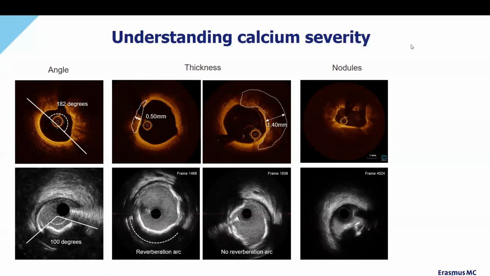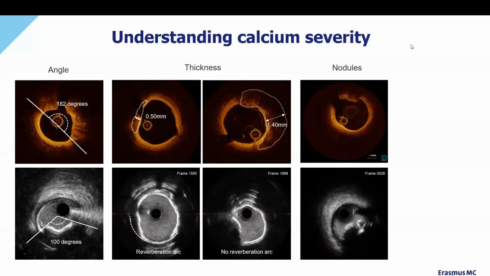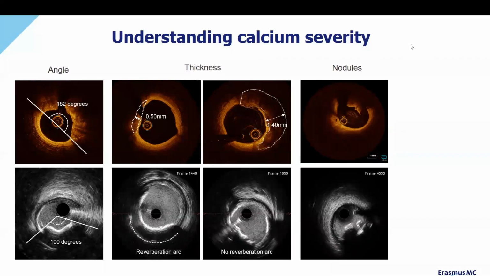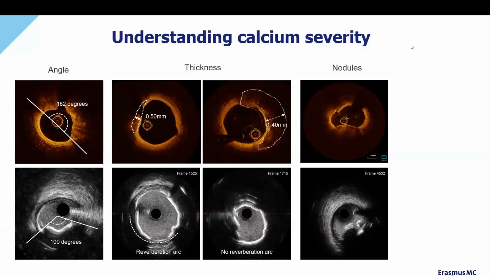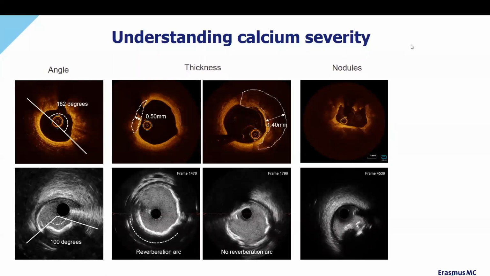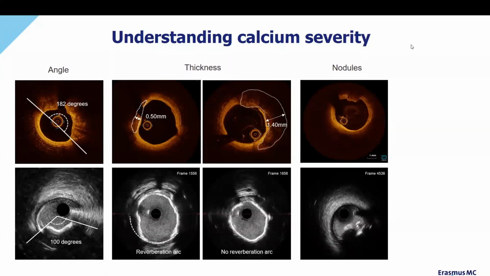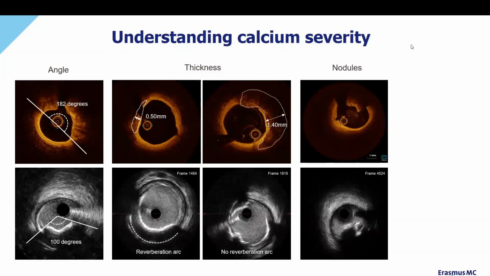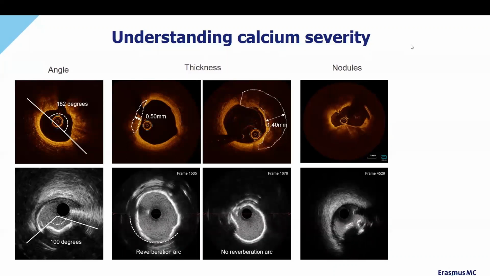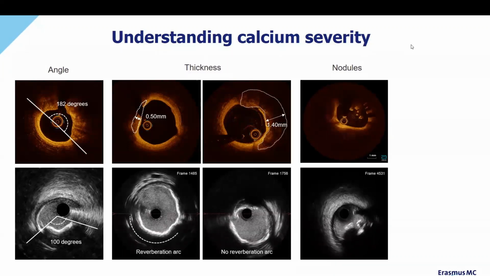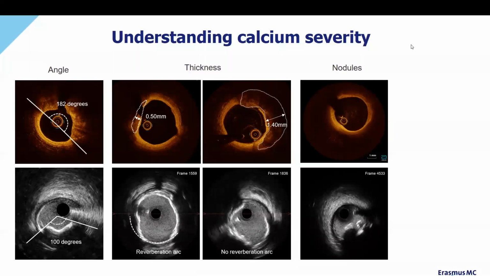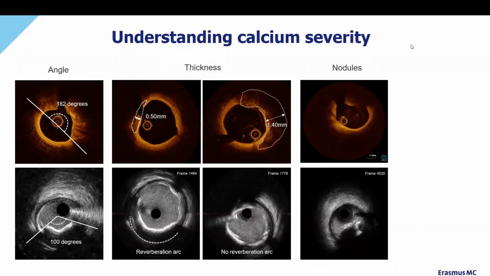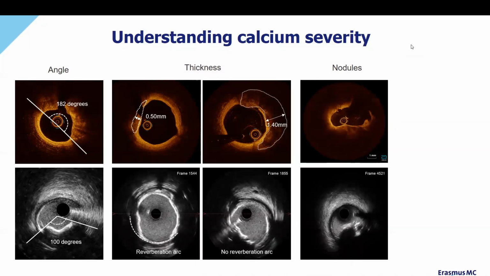So the arc is very easy to measure. Calcium on IVUS is recognized as a bright white structure with a lot of loss of the echo signal, which typically translates in a dark black contour behind the white shadow. In case you still see signal behind the calcium, that means that there is a reverberation arc, as we like to call it, and that may be an indicator for thinner calcium. In case there's no reverberation arc, that is a clear indicator, as seen in the third image on the bottom row, of very thick calcifications.